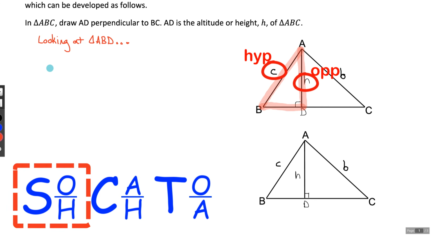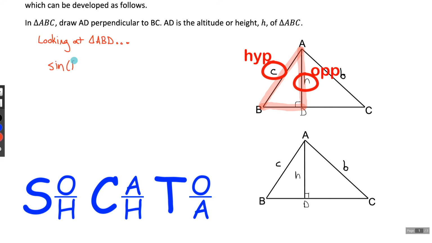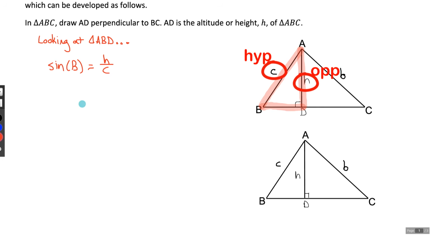So I can say that sine of angle B would be equal to the opposite side, which is H, over the hypotenuse, which is C. And let me actually isolate H in this equation by multiplying C to the other side. So I have C times sine B equals H. Good. Now let me look at the triangle on the right side, triangle ACD.